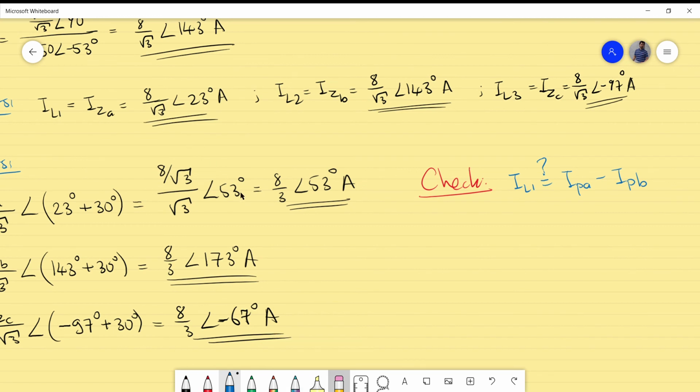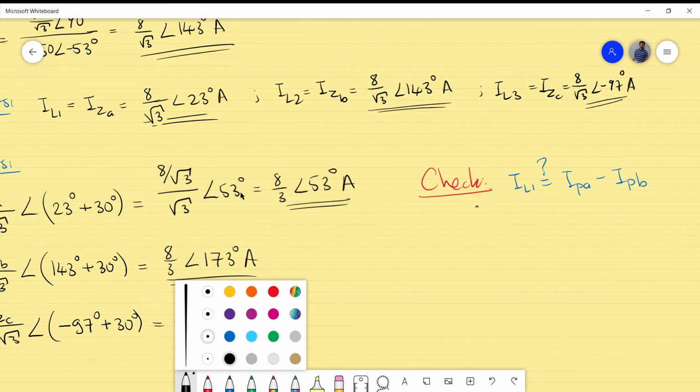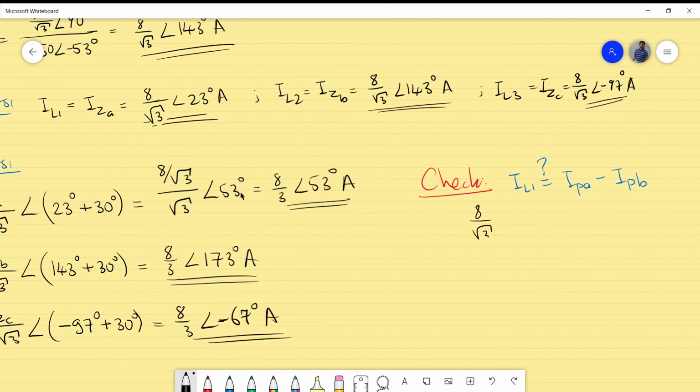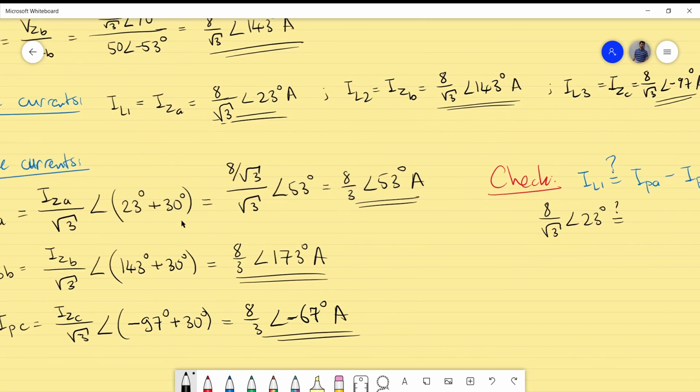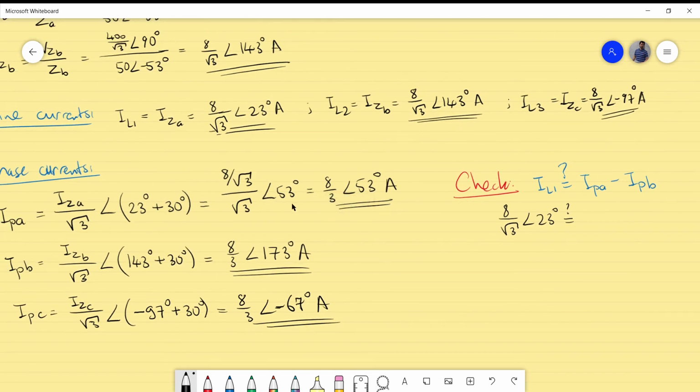So let me make it more readable here. So this was square root of 3, phase of 23. So I have the following: 8 divided by square root of 3, phase 23 degrees. Is this equal to the IPA, which is shown here, or here, plus, minus this? Is this correct? Let me check.